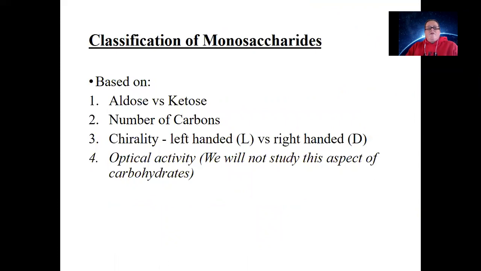And we are going to focus on how we can classify monosaccharides, and we can base it on whether they're an aldose or a ketose, how many carbons there are, whether it's a left-handed molecule or a right-handed molecule. And then another way that monosaccharides get classified is through optical activity, where they run a light through a sample, and the light bends either to the right or to the left. That's beyond the scope of what we talk about in here.